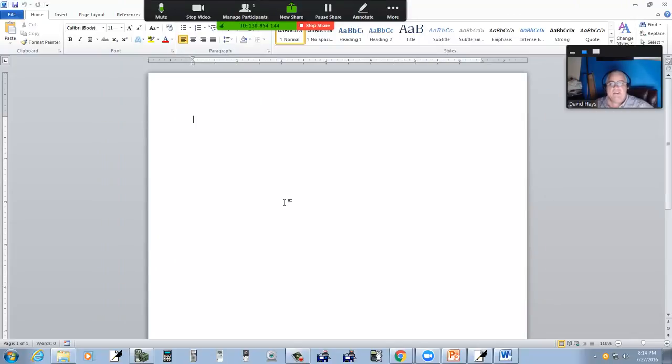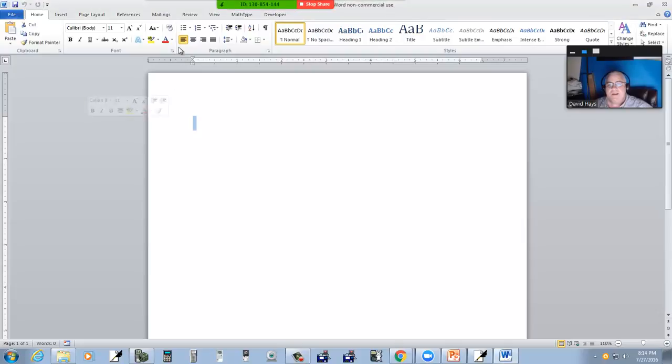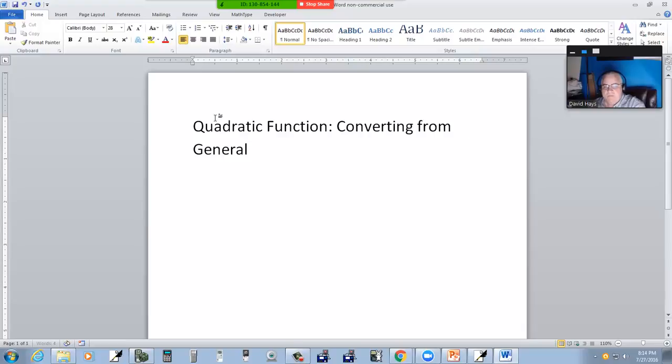Okay, let me share that. So, not that you need to see me up in the right-hand corner, but okay. So this is going from a quadratic function, converting from general form to vertex form.